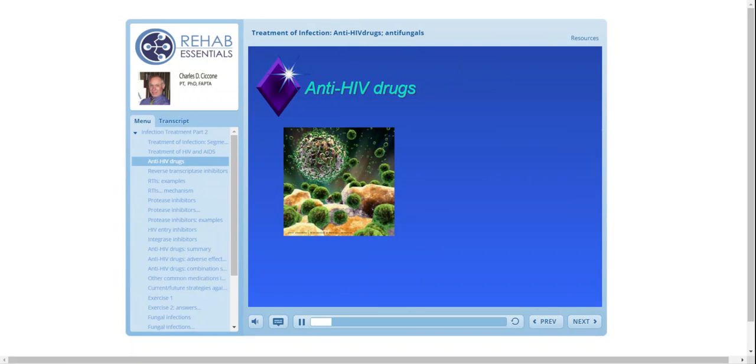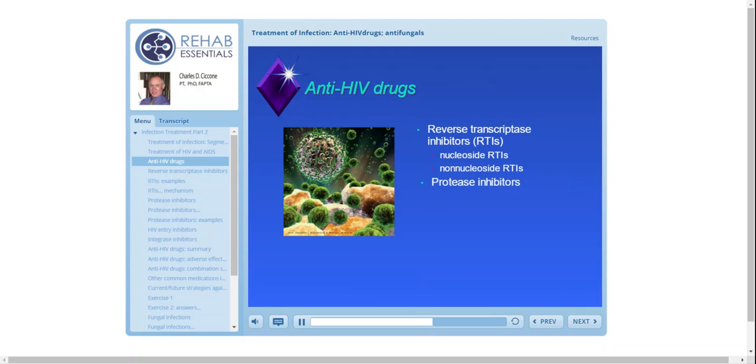We now have 4 major categories. First being the reverse transcriptase inhibitors, where there are 2 subcategories, and we'll see what they are. They're so-called nucleoside reverse transcriptase inhibitors and the non-nucleoside inhibitors. We'll then talk about the protease inhibitors, then the HIV entry inhibitors, and finally the integrase inhibitors. But let's start with the RTIs.